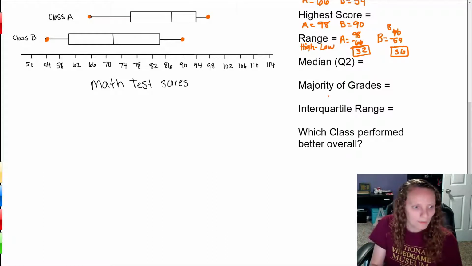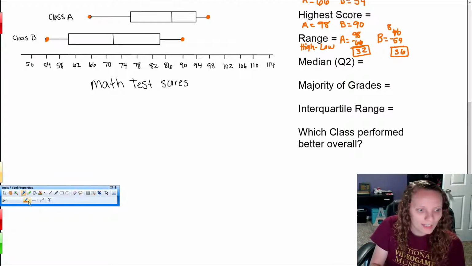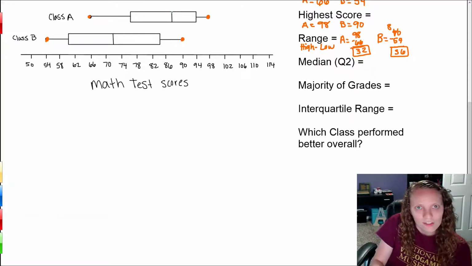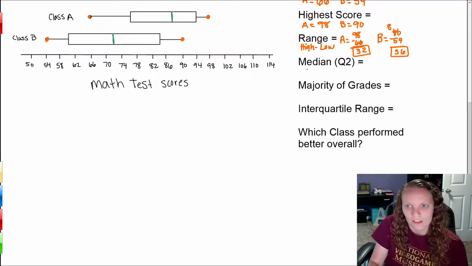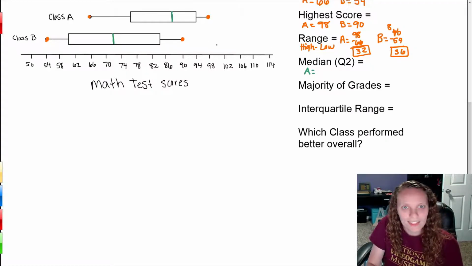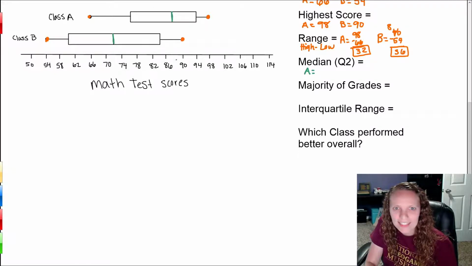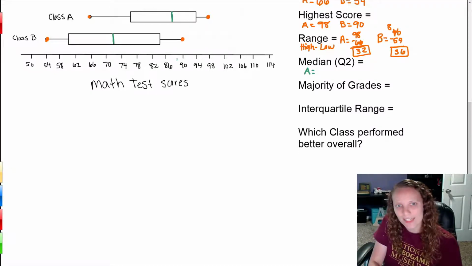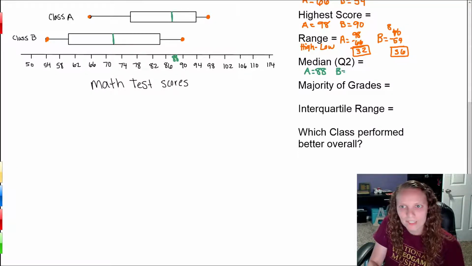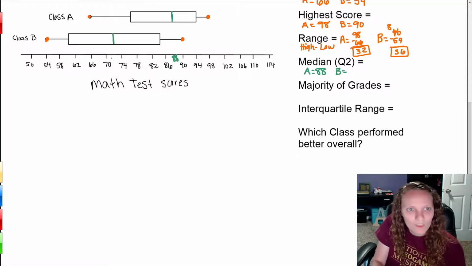Okay, the median. Remember, the median is the middle line that we see in our box. The medians are located right here and right here. It's also known as quartile 2. The median of Class A is in between 86 and 90. So halfway between 86 and 90, that would be 88. And Class B's median is in between 70 and 74, which would be 72.